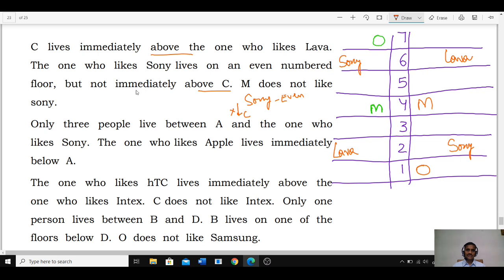But Sony lives on an even number floor but not immediately above C. And C cannot be at this place. C cannot be here. M does not like Sony.